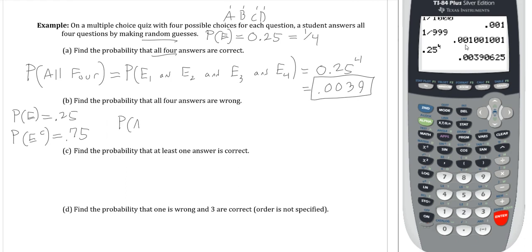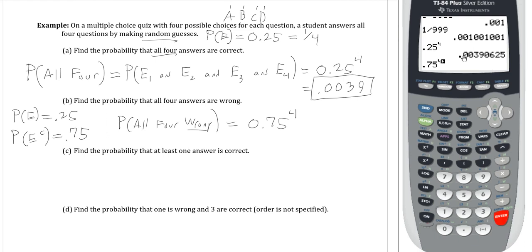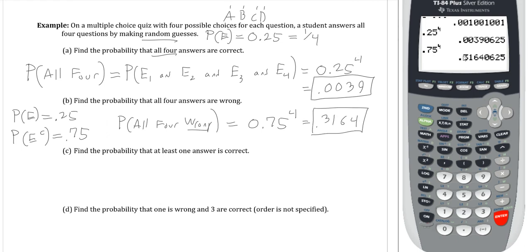Therefore, the probability of all 4 being wrong is going to work just like the previous one. We're going to multiply, in this case, the complement by itself 4 times. So this will give us 0.75, which is the probability of getting the first question wrong, to the 4th power. If we do that, we get 0.75 to the 4th power, which gives us 0.3164. So a much higher chance of getting them all wrong than getting them all right.